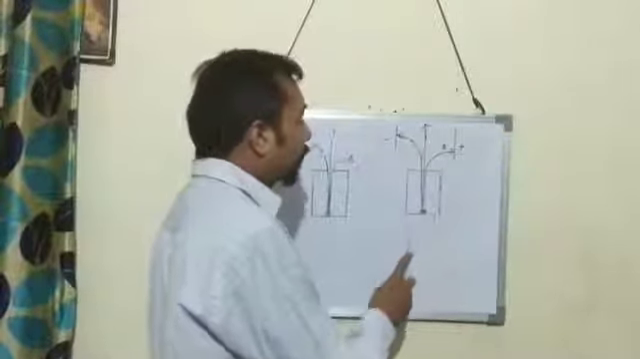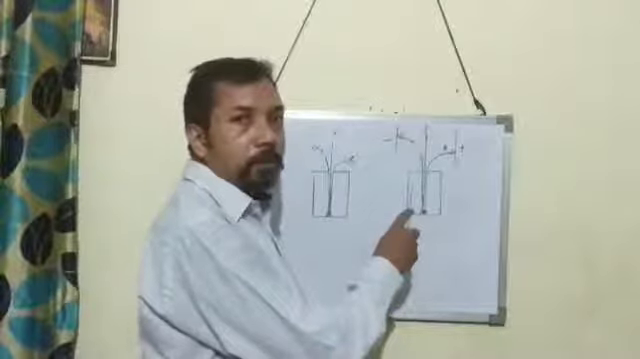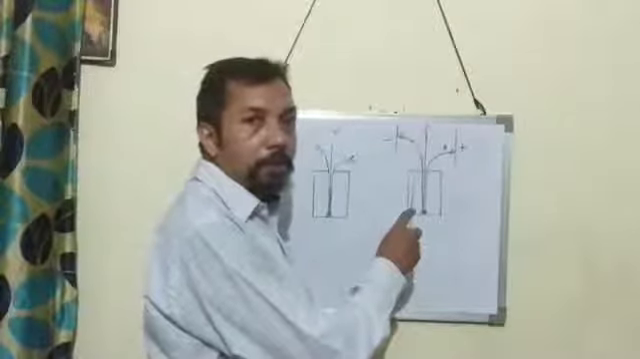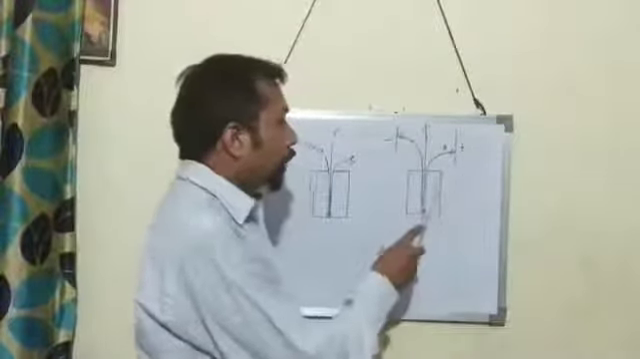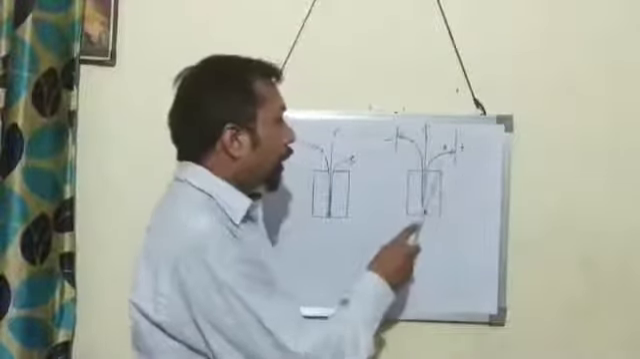Beta radiation bends towards the positive plate because beta radiations have negative charge, and alpha radiations bend towards the negative plate because alpha radiations have positive charge. Gamma radiations go straight without any bending because they have no charge. This way we identify these three radiations in an electric field. Now we will see the properties of these three radiations.